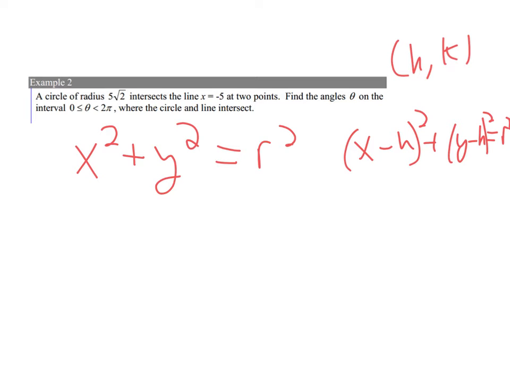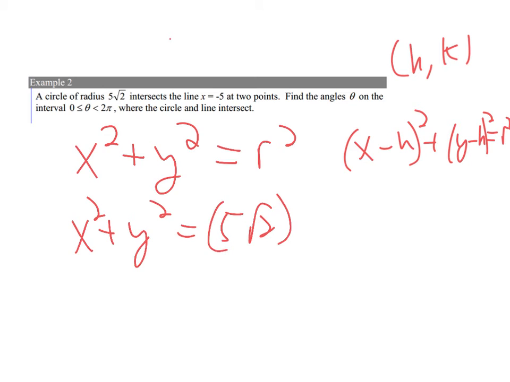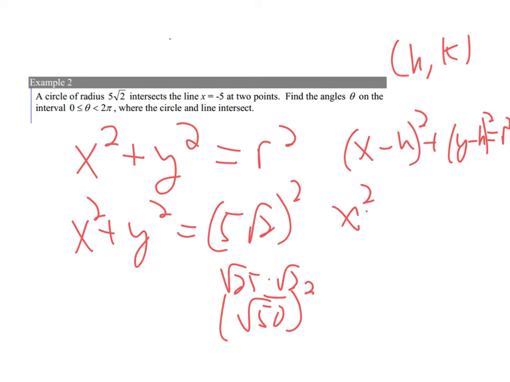So that's that. But for this one, we know it's going to be x squared plus y squared equals 5 square roots of 2 squared. Well, to make our work a little easier, we get that 5 out from underneath the radical by thinking it's the square root of 25 times the square root of 2, which is the square root of 50. So we could just think about this radius as being the square root of 50 and square that. So that's going to be x squared plus y squared equals the square root of 50 squared, which is 50.